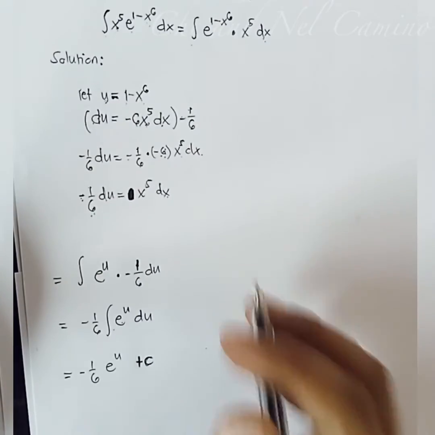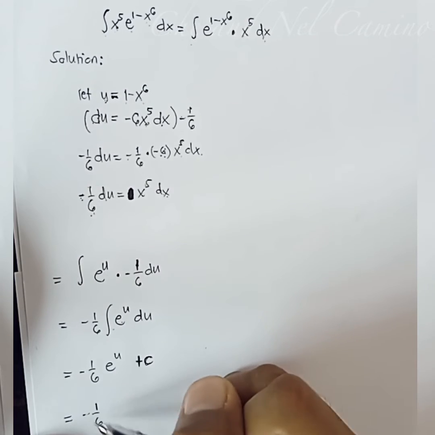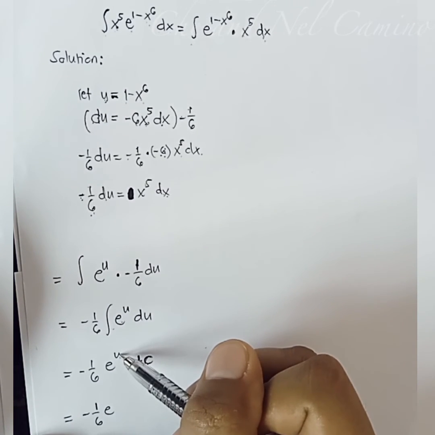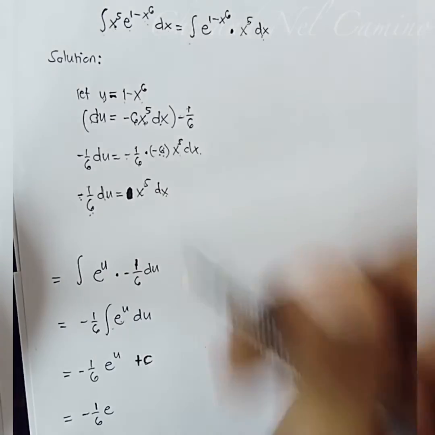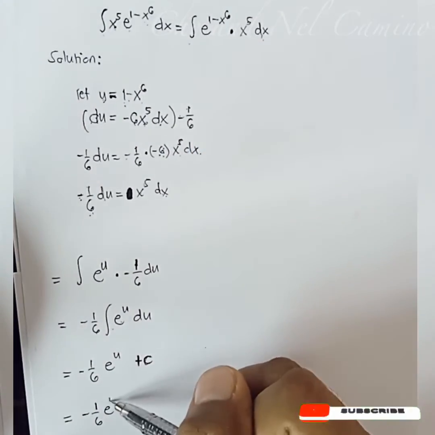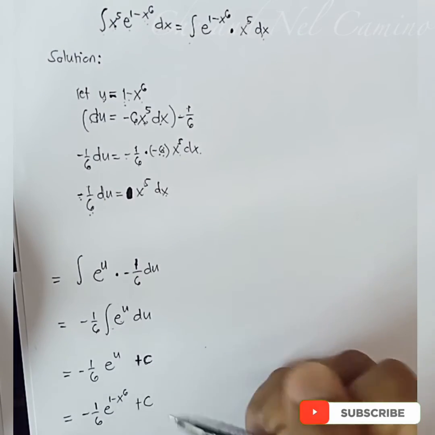So our final answer will be negative 1 over 6 e raised to the power of u. We are going to replace u by 1 minus x to the power of 6, so we have negative 1 over 6 e to the power of 1 minus x to the power of 6, plus c.